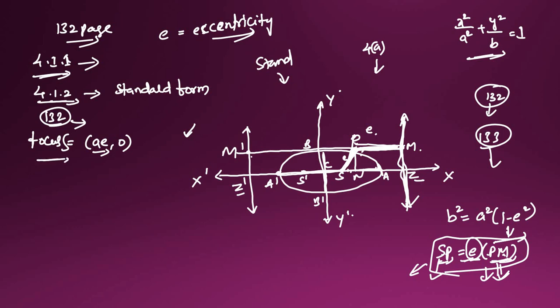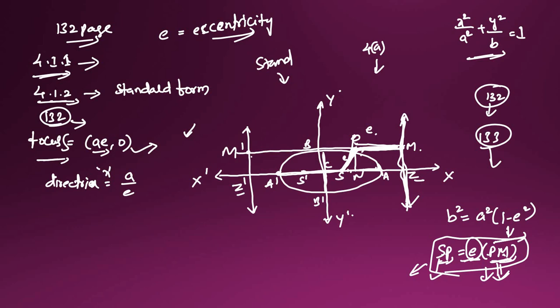Now the focus is (ae, 0) we got here again. And the directrix equation is also there. One thing, the directrix is x is equal to a by e. So this is also one equation given here.